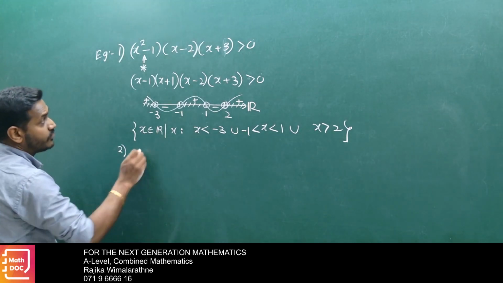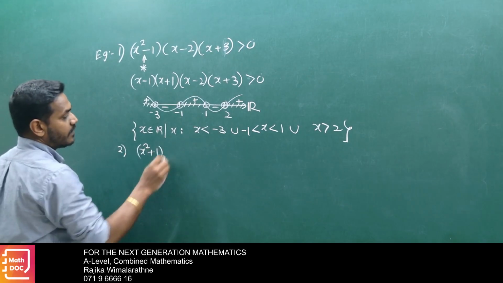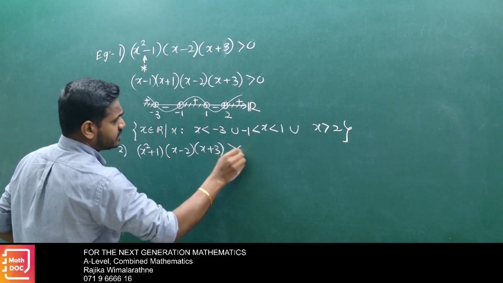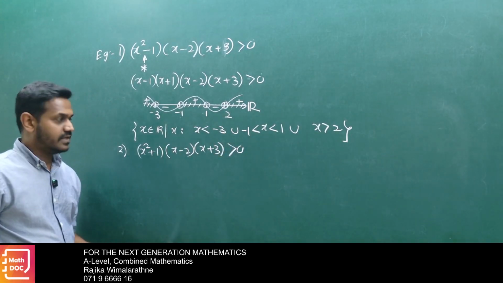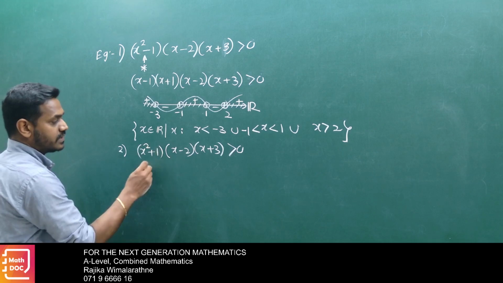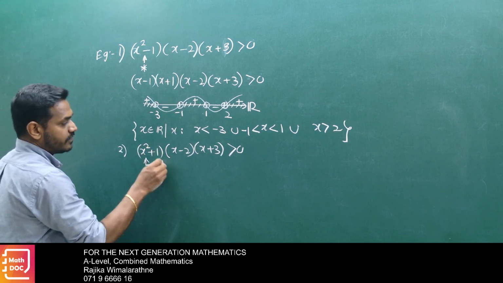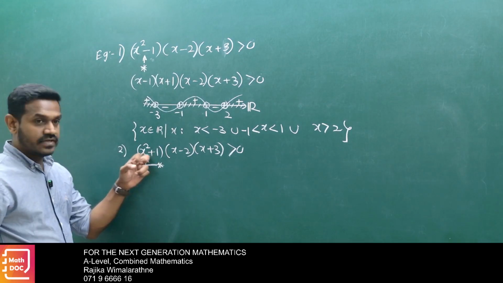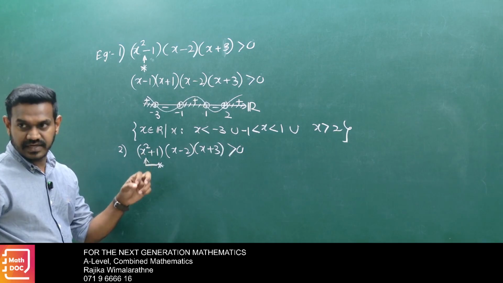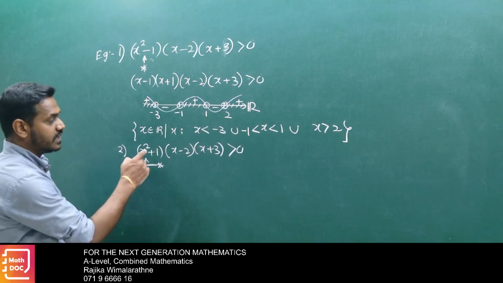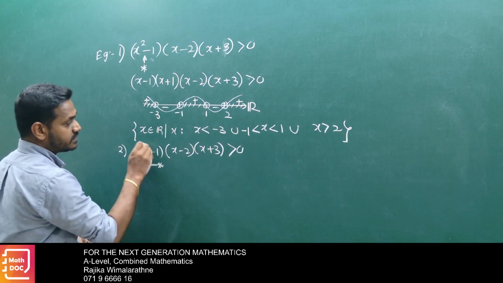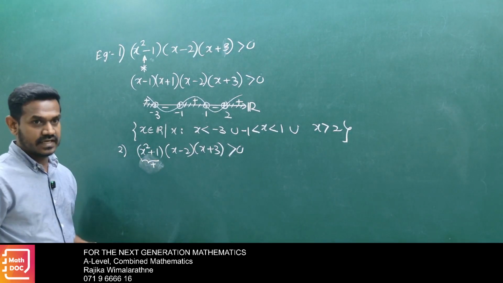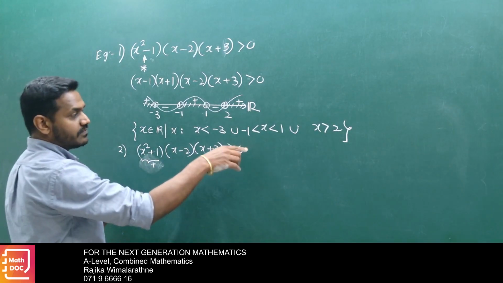See, if you have (x² + 1)(x − 2)(x + 3) > 0. Here, x² + 1 — previously x² − 1 had factors, no? But in this case we don't have any factors for x² + 1. But we know it is surely positive, completely positive. We know that sign, so the whole thing must be positive.